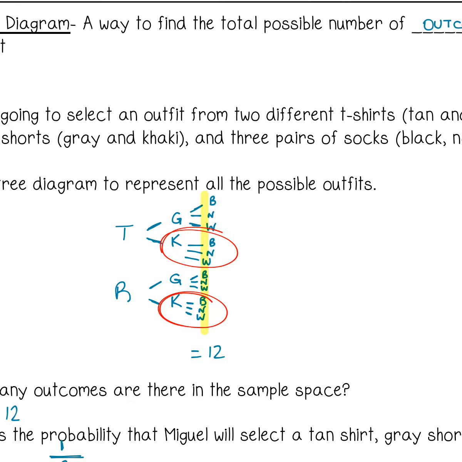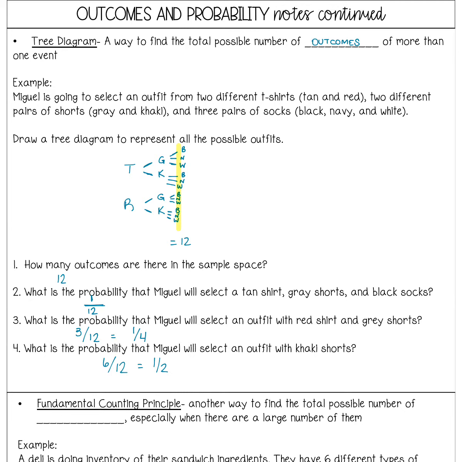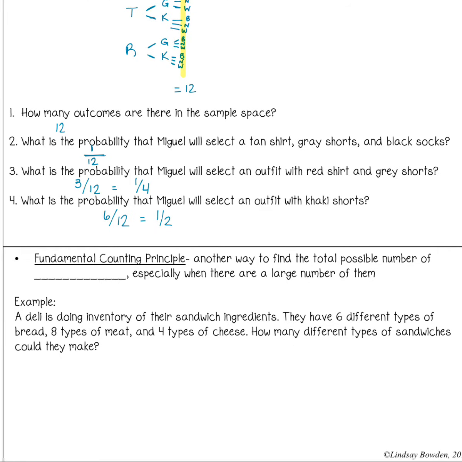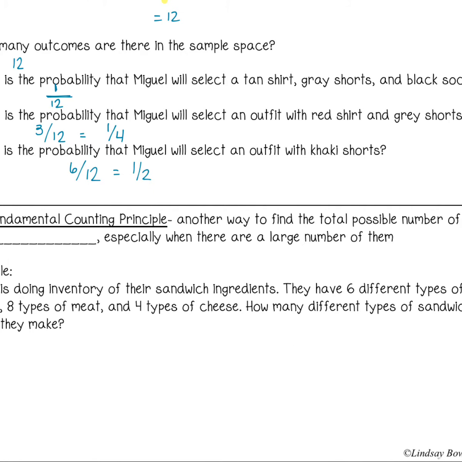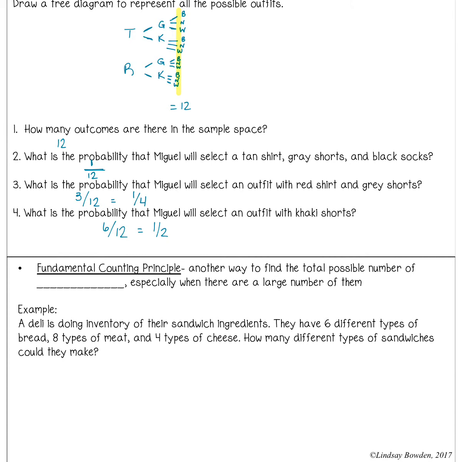Let me try to get these guys out of here. Boom. So that is using a tree. Trees are useful, give us oxygen, but they also help us see all of our options. Now here's where you're going to get mad at me, because I'm going to give you something called the fundamental counting principle. The fundamental counting principle is another way to find possible outcomes, especially when there's a large number of them.